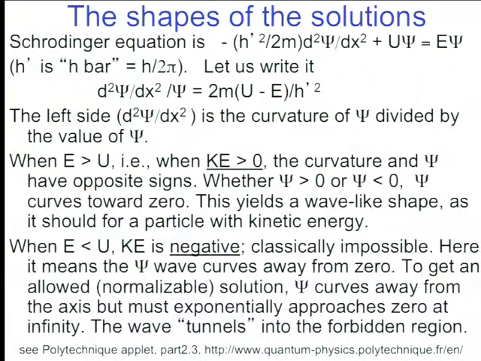Now, from your calculus, you know that if you have a function of x, which will be our psi of x, the first derivative, d psi dx, is the slope of the curve. Right? This is old stuff. And the second derivative, d squared psi with respect to x squared, is the derivative of the slope with respect to x. That is sometimes called the curvature.